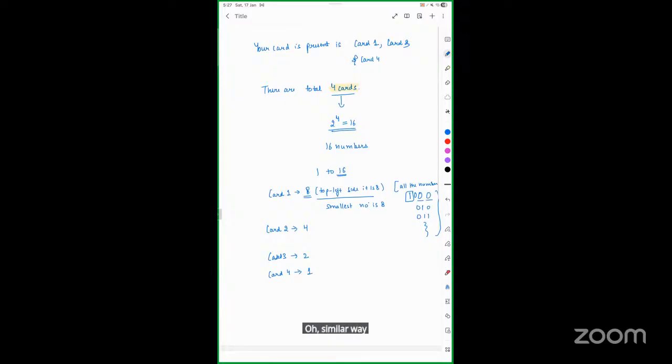Now your card is present in card 1, card 3, and card 4. It means card 1 means 8, card 3 means it has 2, and card 4 means it is 1. That means the number should be 11. I hope this is clear now.